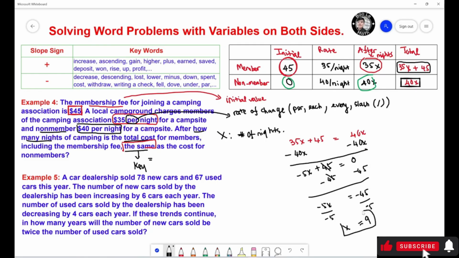So after S nights, which means S equals 9, so after 9 nights, the total cost for members and non-members are the same.